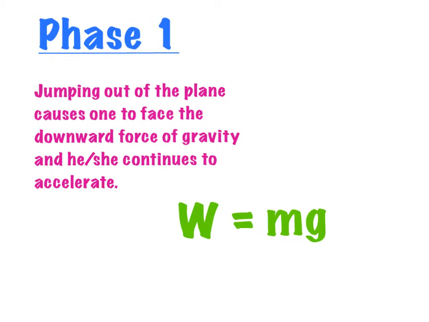As I jumped out of the plane, I was under freefall. I immediately faced the downward force of gravity and started to accelerate at 9.81 meters per second squared. The downward force on me was simply my weight, which is equal to my mass times the force of gravity, which is taken to be 9.81 newtons per kg.